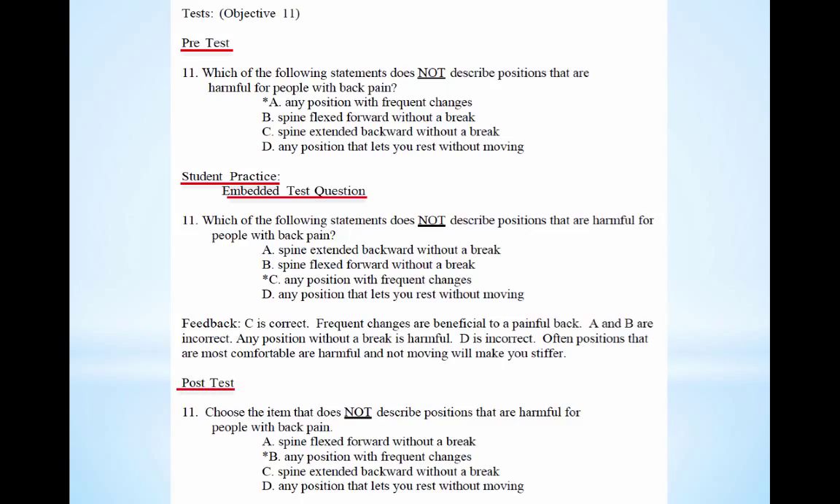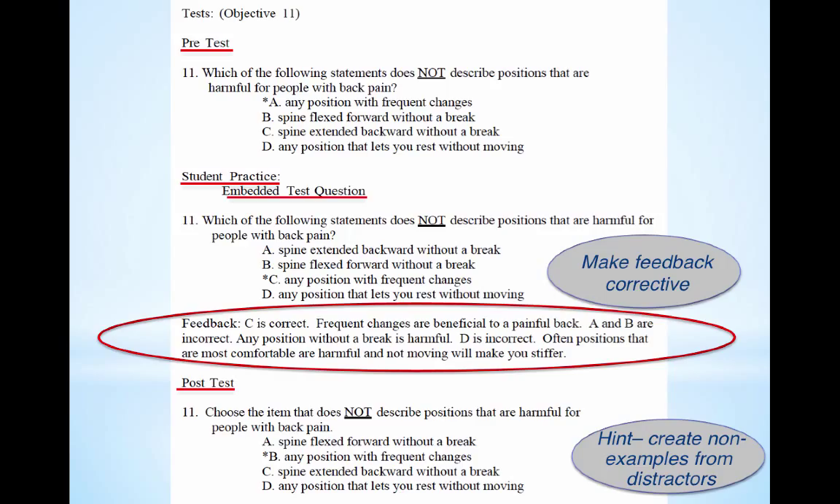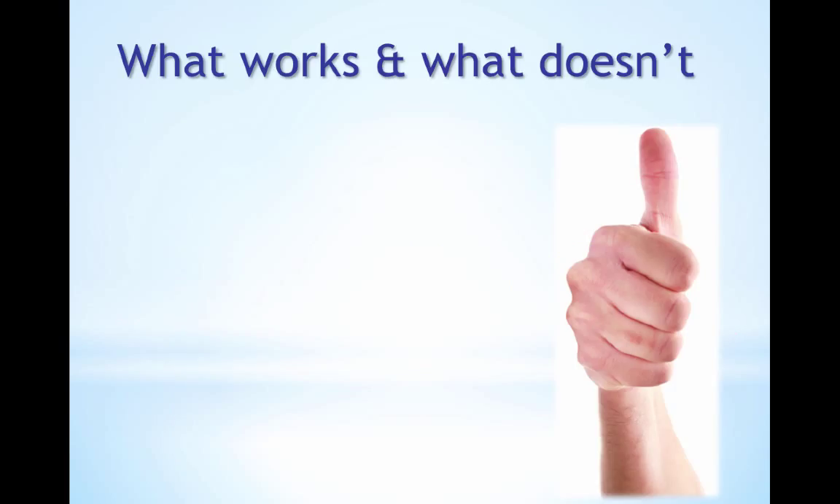All of these 3 need to be parallel. For your embedded test question, you wouldn't provide feedback, but you certainly would if it were practice. Practice and feedback, remember, is an important part of instructional design. Make sure, though, that the feedback is corrective. Helpful hint is that you can actually create non-examples from those distractors that you've developed in your evaluation items. What works and what doesn't?